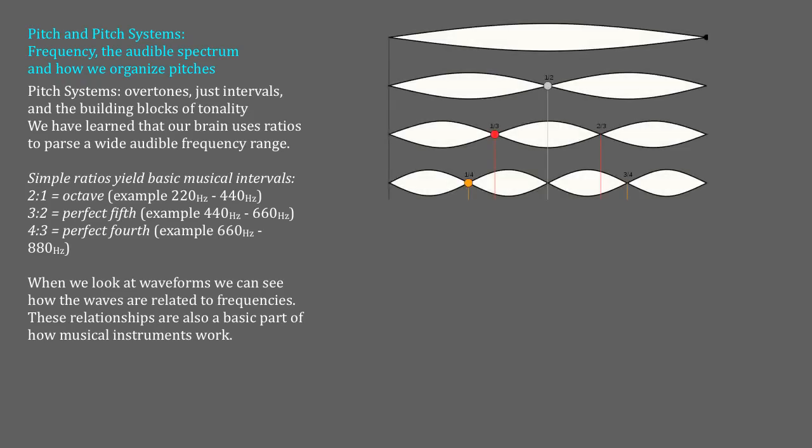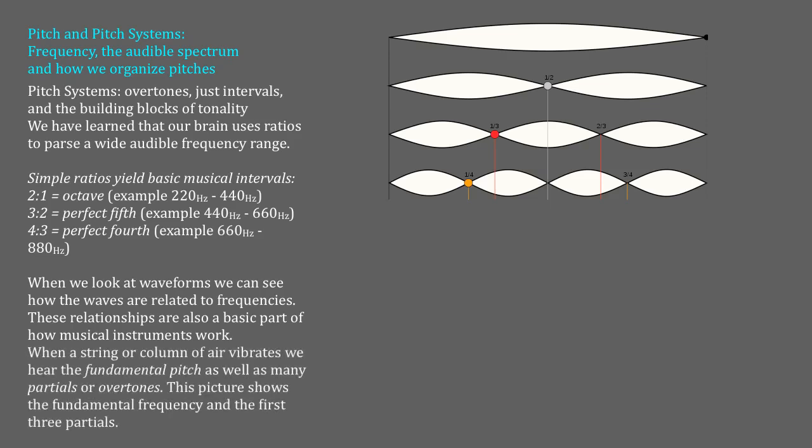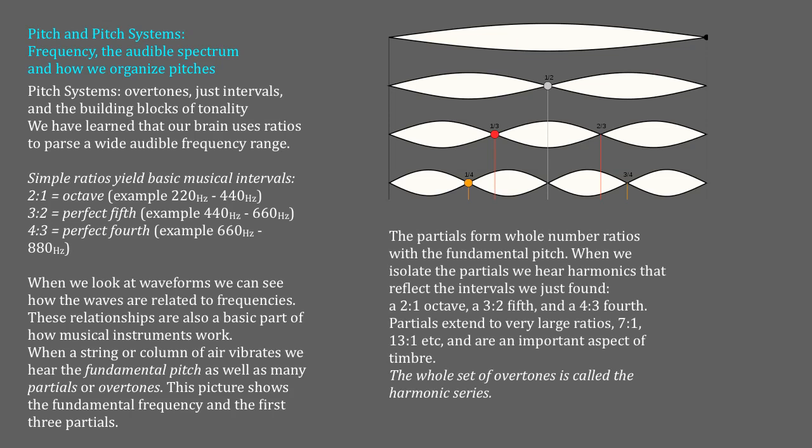Here we see a diagram that is a sort of schematic of a vibrating string. When a string or a column of air vibrates, we hear the fundamental pitch, which could be also seen as the top example of these four, as well as many partials or overtones, the remaining three. This picture shows the fundamental frequency and the first three partials. The partials form whole number ratios with the fundamental pitch. When we isolate the partials, we hear harmonics that reflect the intervals we just found. A 2-to-1 octave, that's the second from top, a 3-to-2 fifth, and a 4-to-3 fourth.